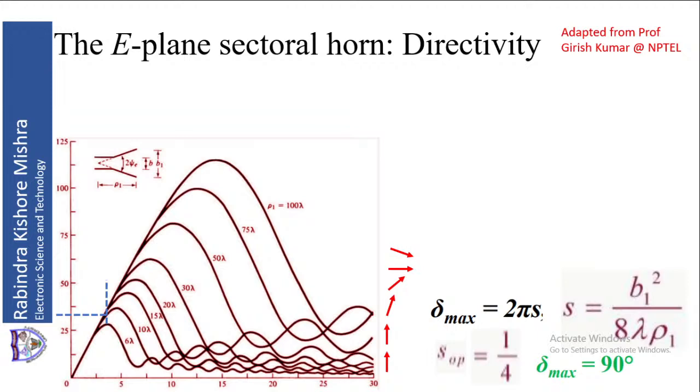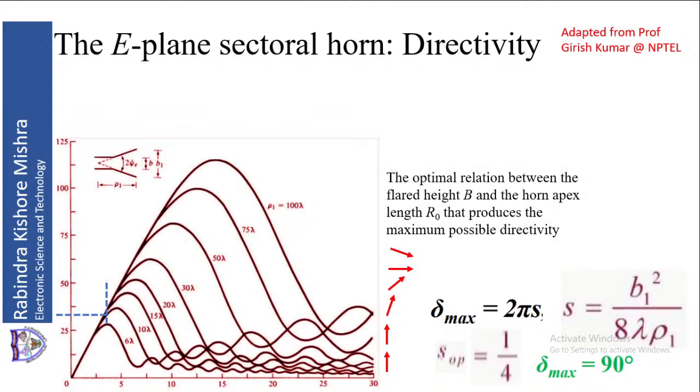So if you draw B1 along the x-axis and the directivity along the y-axis, the B1 that corresponds to this S value, for which delta max is equal to 90 degree, is the B1 for which you will get the maximum gain. So the maximum gain occurs, the peak, look at the lower figure, the peak occurs at this point.